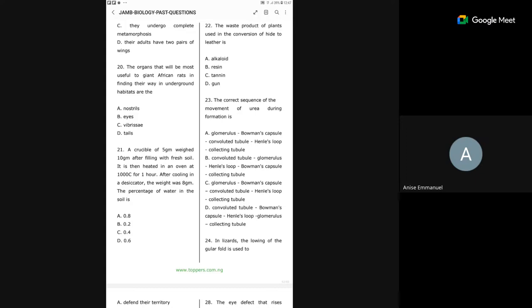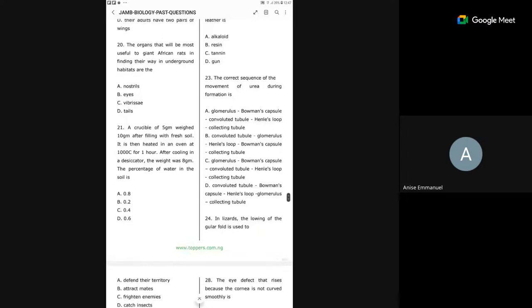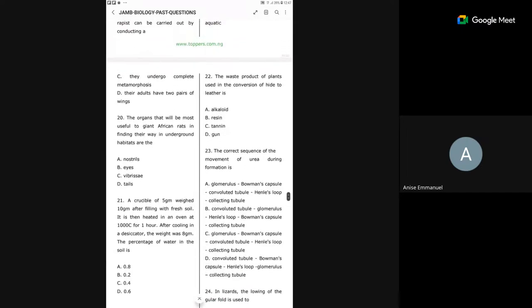We do 2 grams over 5 grams, not 10, because the weight of the soil is 5 grams. So after the heating process, the weight of the soil became 3 grams. So we do 2 grams over 5 grams, and that will give us 0.4. That's the percentage of water in the soil. I believe we understand that. So we'll go to the next question, 22.